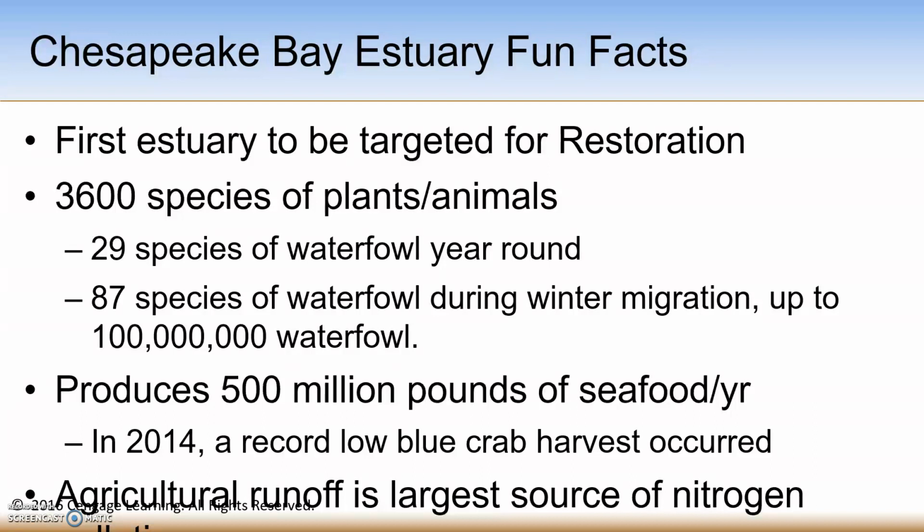Over 3,600 species of plants and animals thrive in the Chesapeake Bay watershed region. 29 species of waterfowl year-round rely on this area. 87 species of waterfowl rely on this area during winter migration, and there can be over 100 million waterfowl that stop to feed and rest on the bay during the winter months along the Atlantic Migratory Bird Flyway.